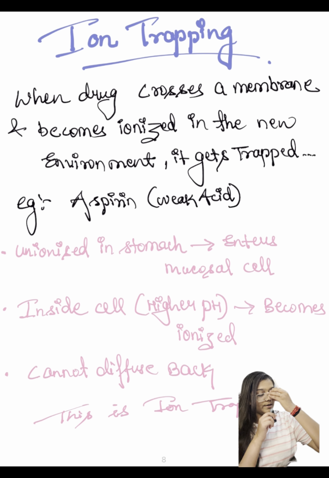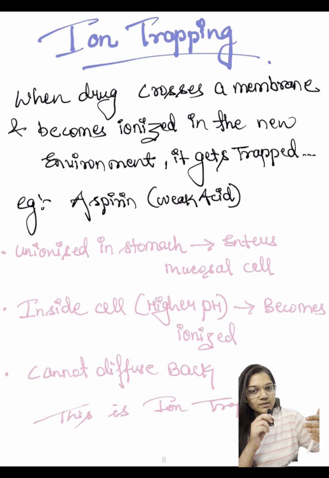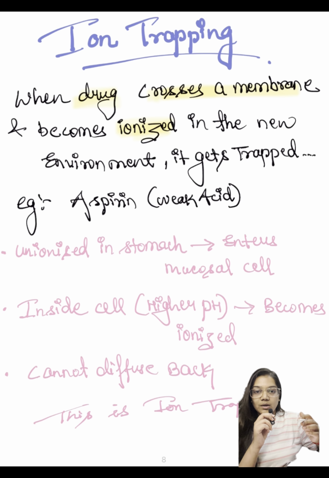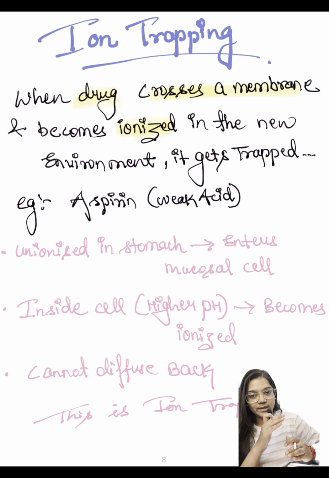Now, what is ion trapping? When the drug crosses the membrane and enters the cell, it becomes ionized inside the cell. So, the non-polar drug, when it crosses the lipid soluble membrane and enters inside the cell, becomes ionized, and in this new environment it gets trapped. Example is aspirin, which is a weak acid. Hence it can't be removed outside.